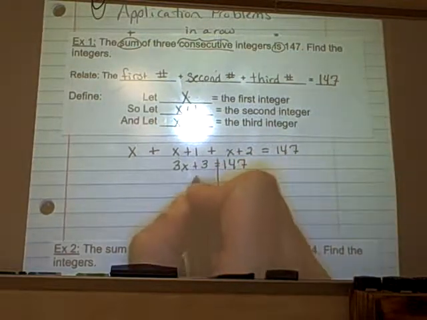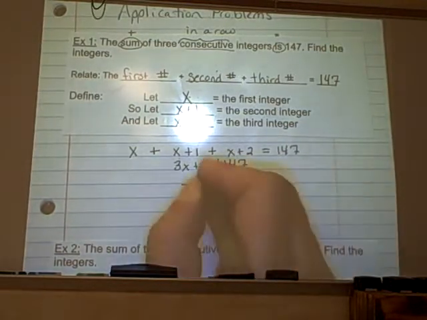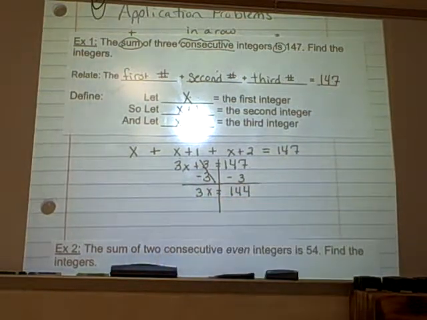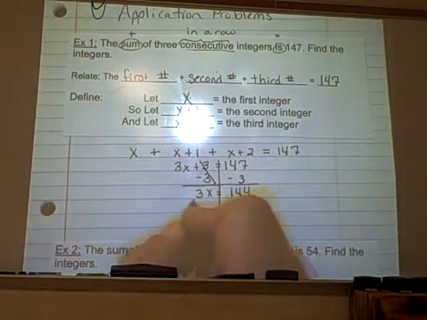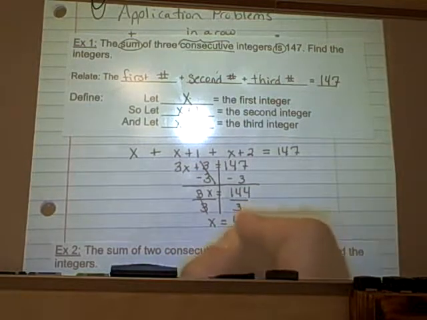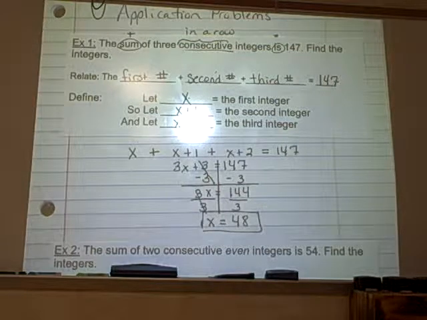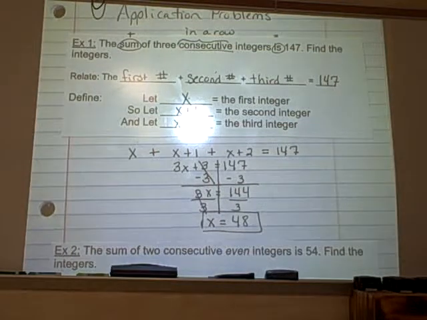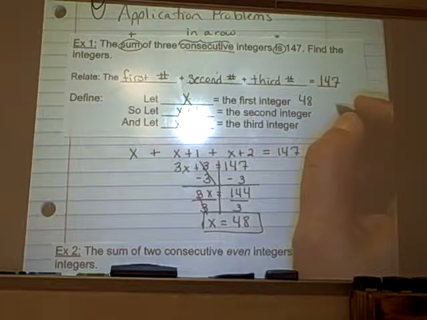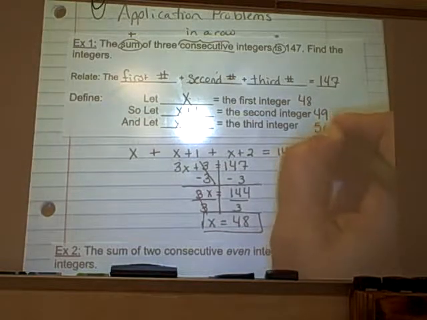So subtract 3 from both sides. You get 3x equals 144. And when you divide by 3, what is x going to equal? 48. What's that go with? The first number. So 48 is this one, which means what's the second one? 49, because they're in a row. What's the third one? 50.